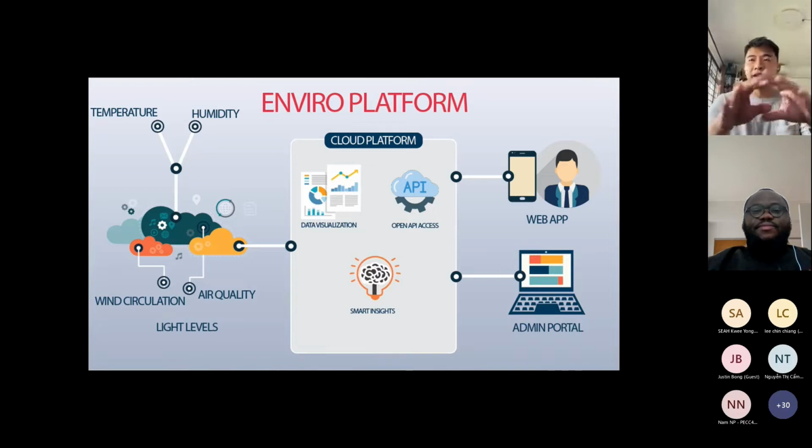In general, what we want to be able to log is the temperature, humidity, wind circulation, air quality, and light levels. All of this will come up on a web platform, and this information will then be easily monitored by the person who occupies the space. It could be a condo owner, an HDB owner, a landed house owner, or even commercial and industrial properties. Once he wants to release this information to the designer, the designer can access it from there.